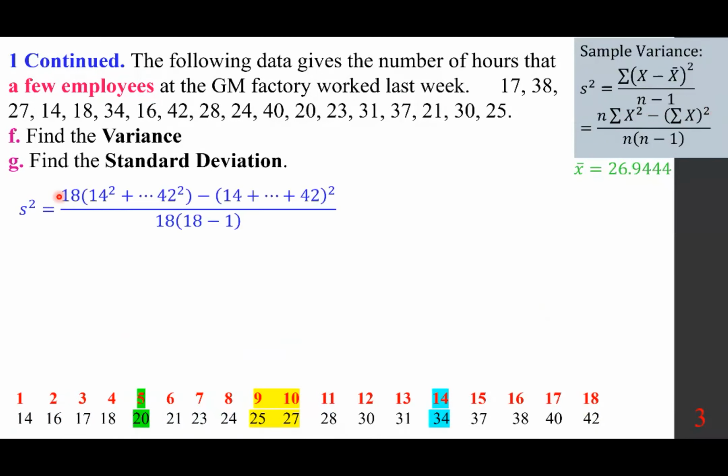So I want you to see the top. This is n, and this is n, and this is summation of x squared. This is summation of x over n times n minus 1. This is shorthand notation. Maybe I make this look a little bit better. Summation sign. Okay.